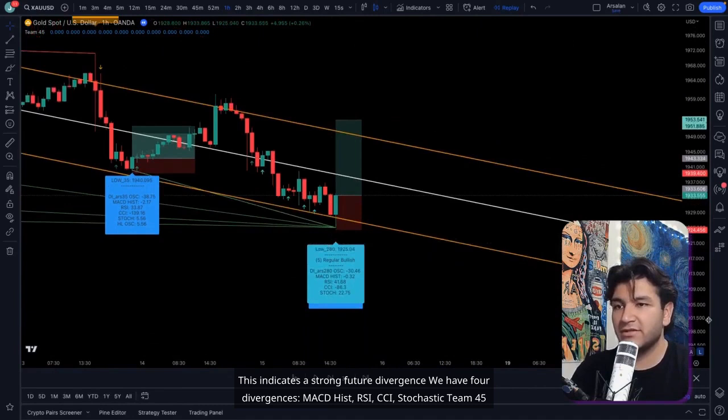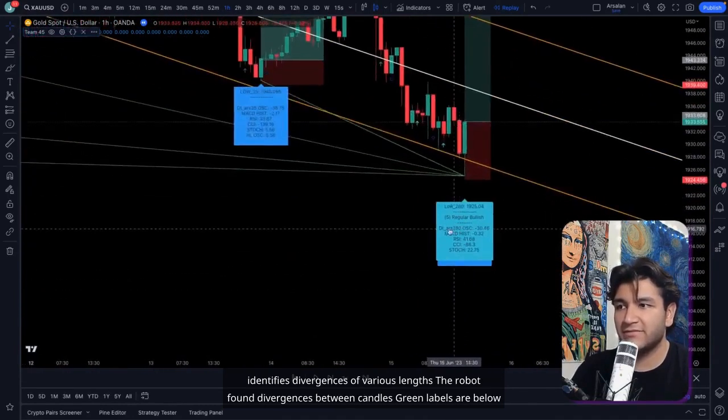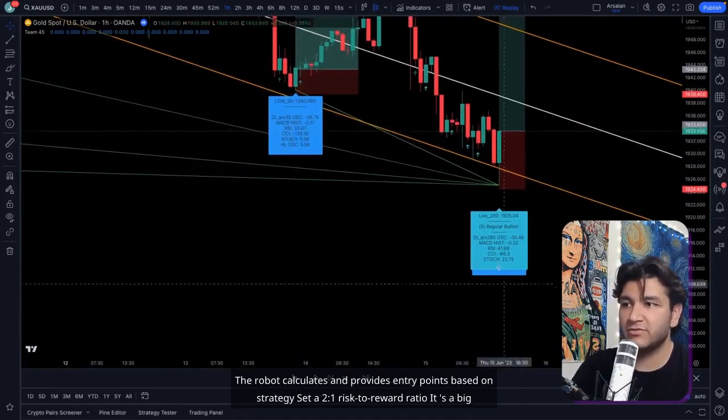We have 4 divergences: MACD histogram, RSI, CCI, stochastic. Team 45 identifies divergences of various lengths. The robot found divergences between candles. Green labels are below.